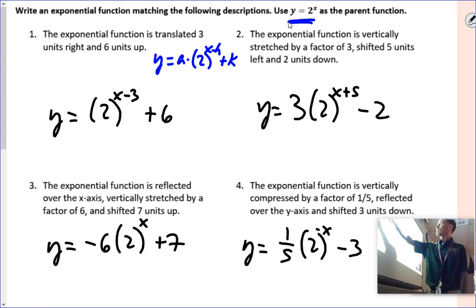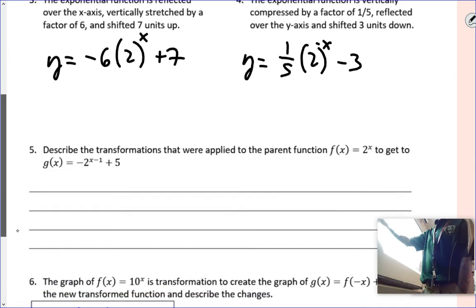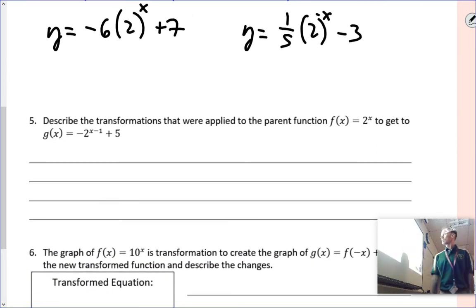Okay? How about the next type of question? So now we're going the other direction. Describe the transformations that were applied to the parent function 2 to the x to get negative 2 to the x minus 1, plus 5. There's 3 things going on there.